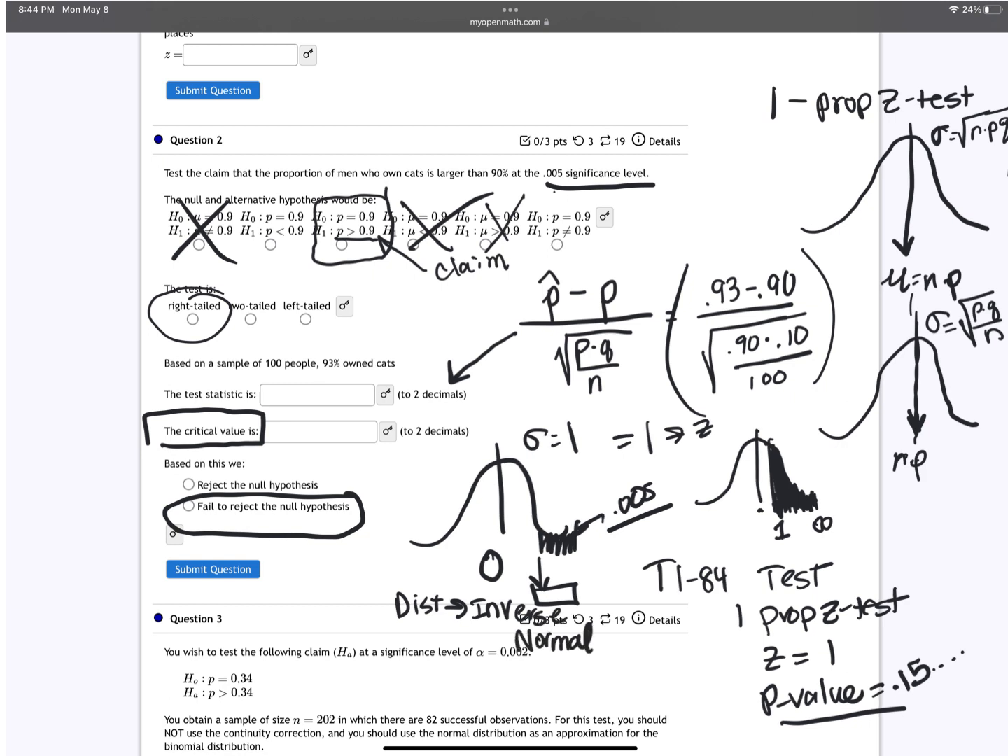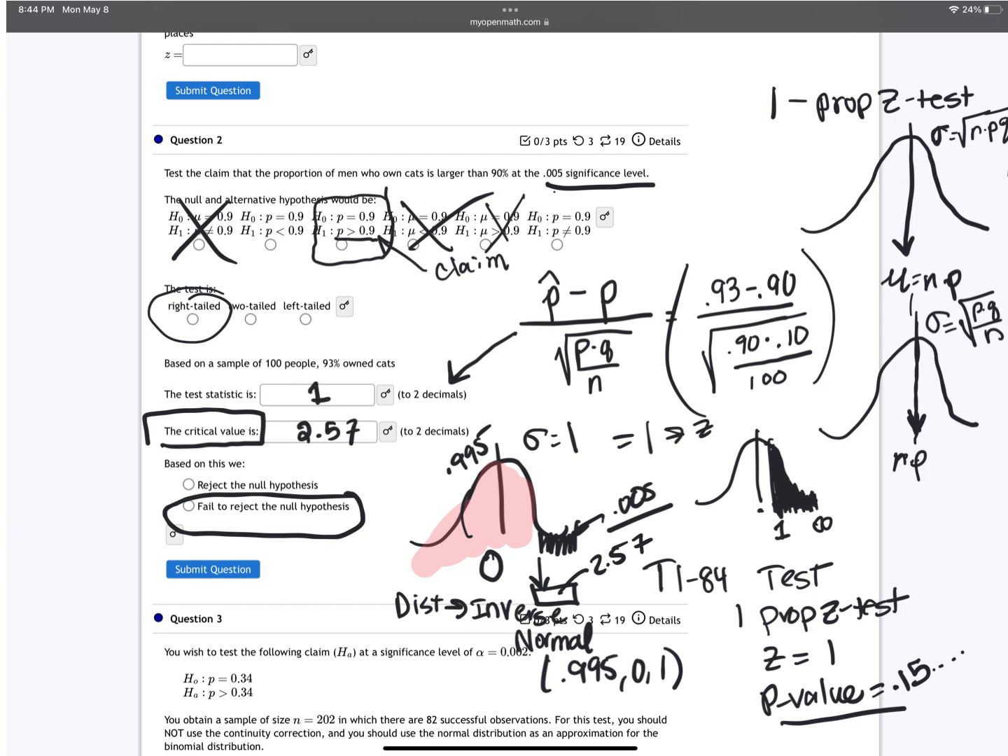So I go to inverse normal. It asks for my area. Most of these, like with Minitab and with the calculator, want the left tail when they're asking for area. If the right tail is 0.005, 1 minus that is 0.995. So for my area, I put 0.995, and my mean is 0, my standard deviation is 1. That's going to give me the number 2.57 as my critical value.